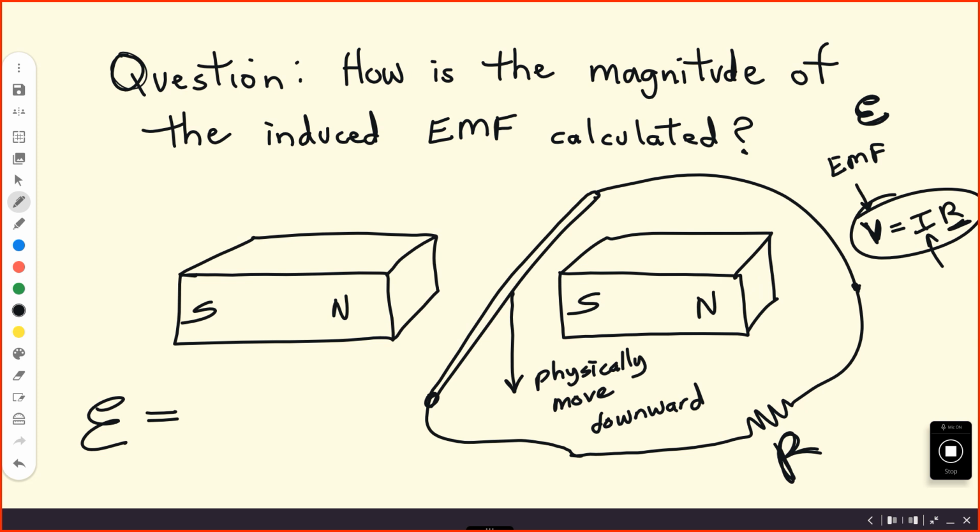James? How fast you move the wire down? Exactly. This downward velocity right here is huge. If you move it fast, you're going to get a high voltage. If you move it really slow, a low voltage. So the velocity at which the wire is physically moved downward, that is a huge factor in how much voltage is generated.